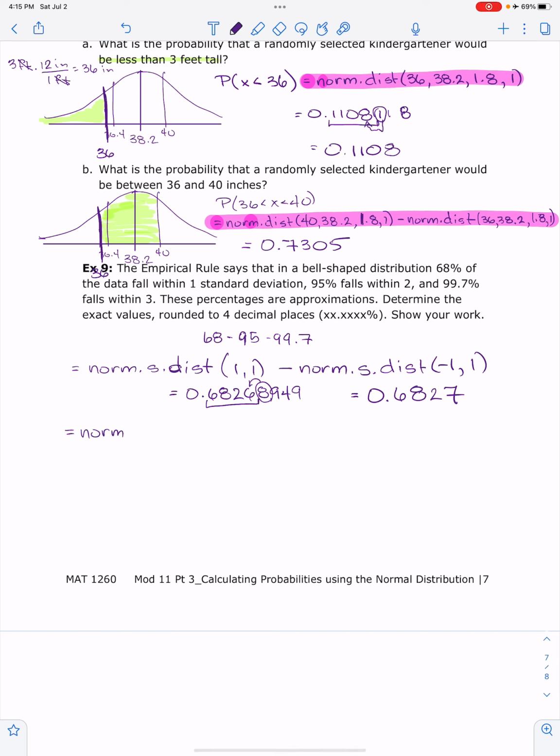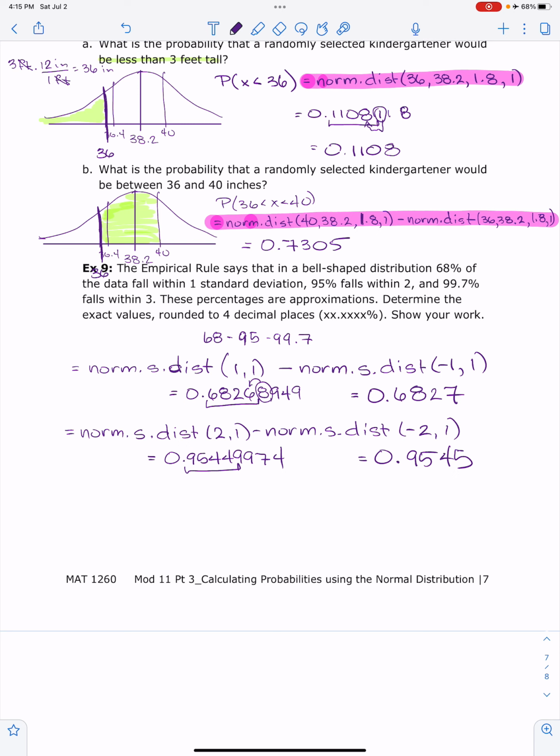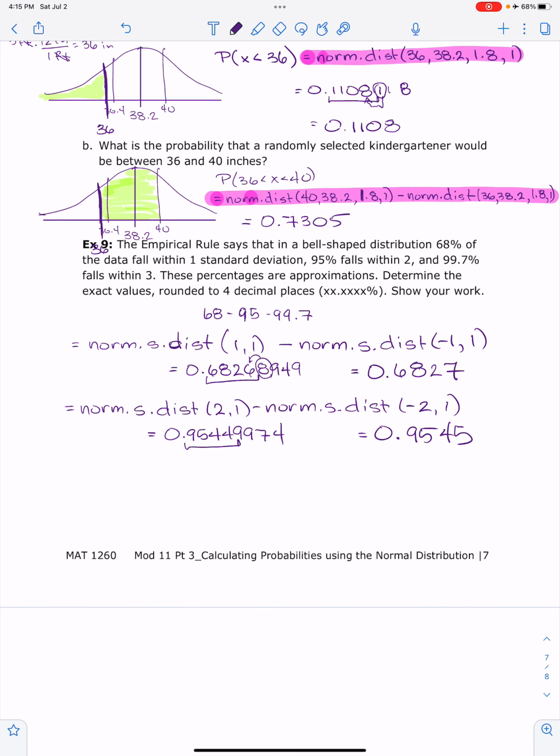Let's try 2 standard deviations. I got a norm.s.dist. 2, 1, minus norm.s.dist. negative 2, 1. Plug those in, I get 0.95449974. Again, to 4 places, I get 0.9545. So, just under 95.5%.